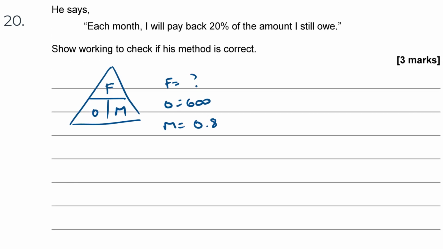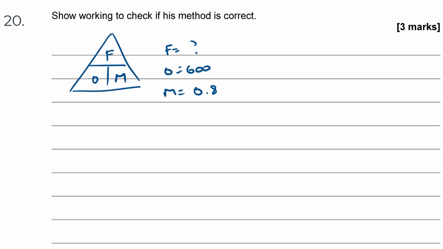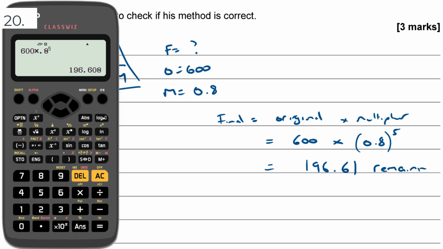So after 5 months of paying back 20%, your final then equals original times multiplier, which is 600 times 0.8, but we're doing this 5 times, aren't we? So it's to the power of 5. So after 5 months, how much will be left? 600 times 0.8 to the power of 5. That gives me £196.61. That's remaining to be paid, isn't it?